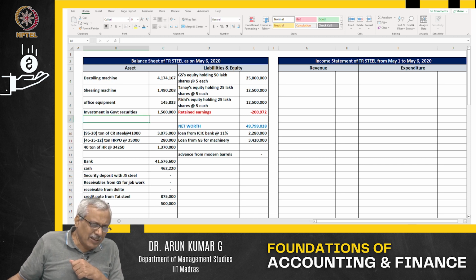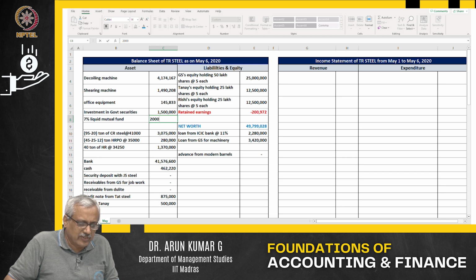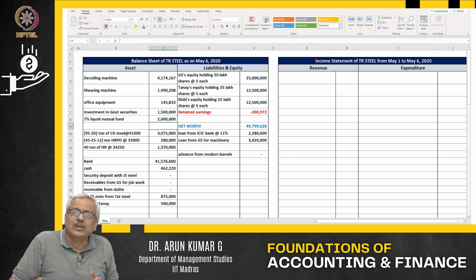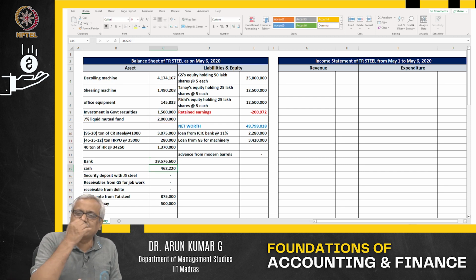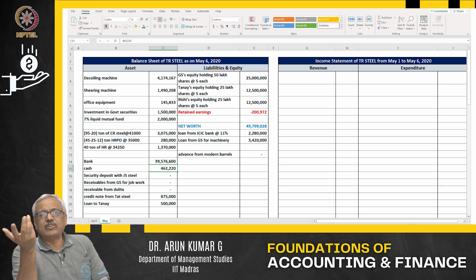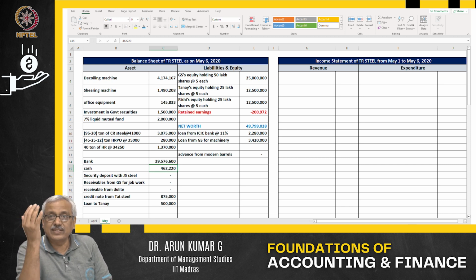Then there is the 7% liquid mutual fund. How much have you invested? 20 lakhs. Why? You have parked the money somewhere, because money in a current account doesn't earn interest. So you want to earn something, and you have placed it in a 7% interest account. Your bank balance further goes down. So an asset is getting impacted twice: the liquid mutual fund you own, as well as your bank balance.